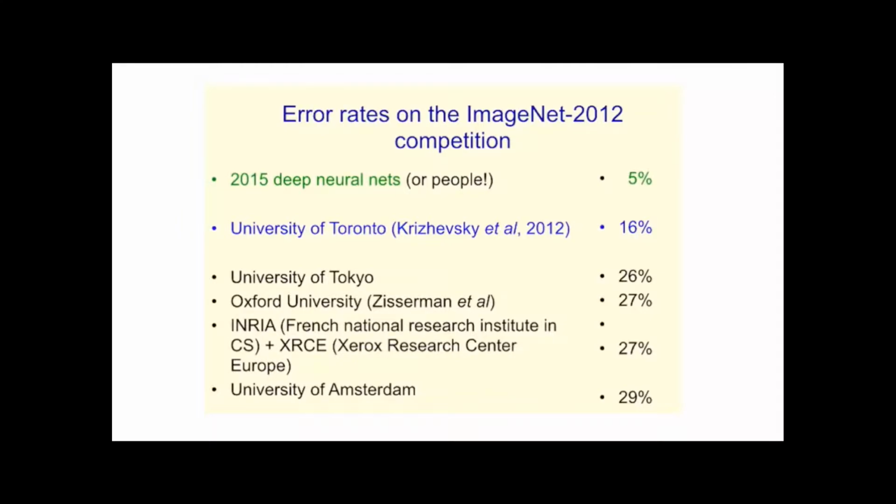Now, the classical AI was stuck at an error rate of maybe 26 or 29%. The University of Toronto, where Geoffrey Hinton worked, was at 16%, and then suddenly, in 2015, something happened. Deep neural nets were at 5%, and that approaches the human performance standard.